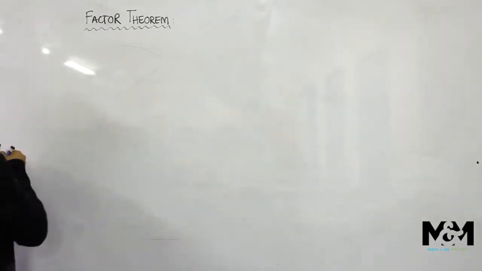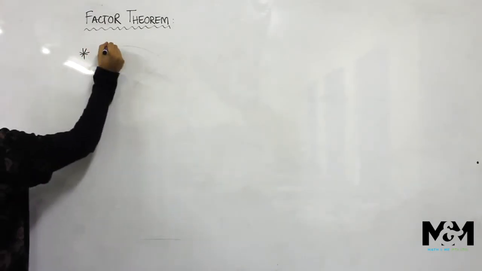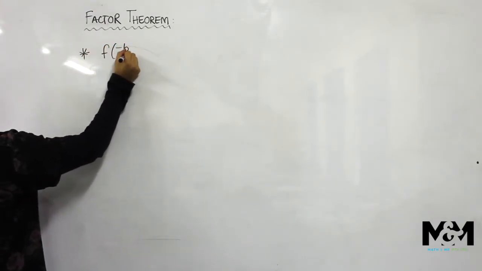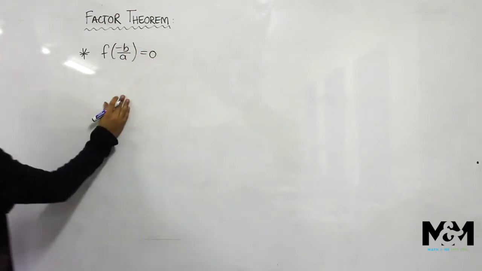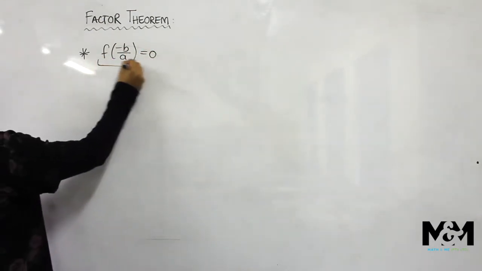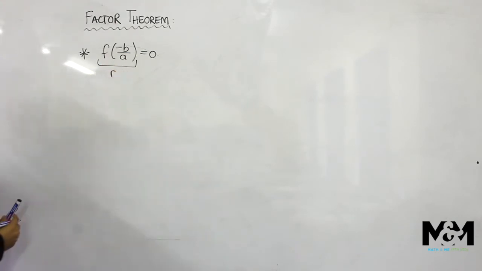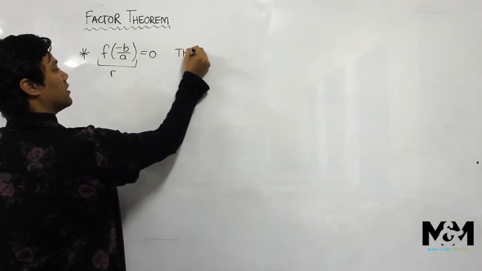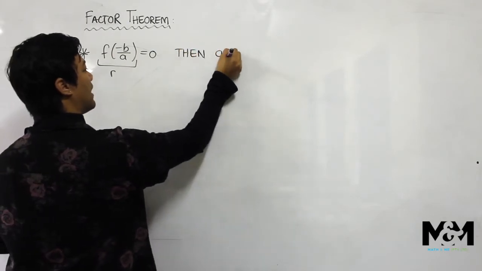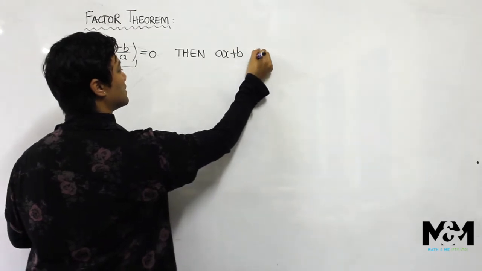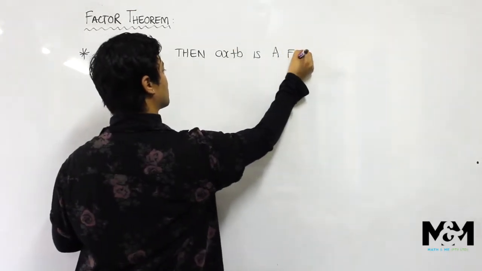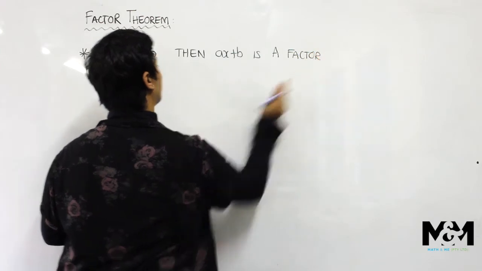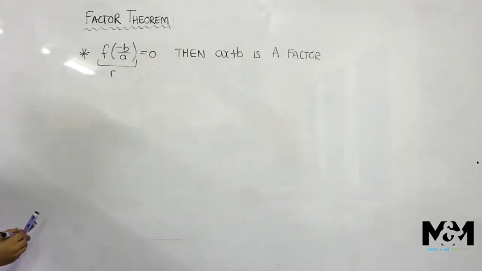Looking at maybe two definitions that we should know. The first would be that if f of negative b over a is equal to 0, and from our previous video on remainder theorem, we know that this is just the remainder, if my remainder is equal to 0, then it must be true that ax plus b is a factor. Right, so if we divide and the remainder is 0, then ax plus b is a factor.